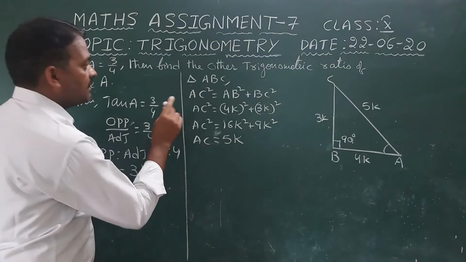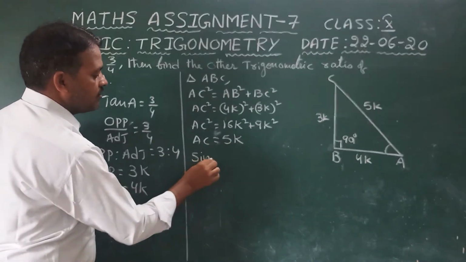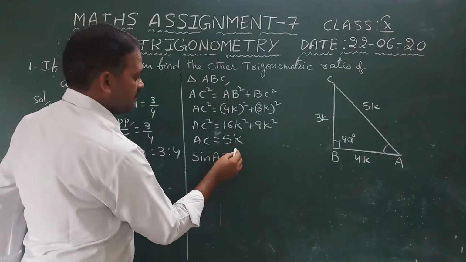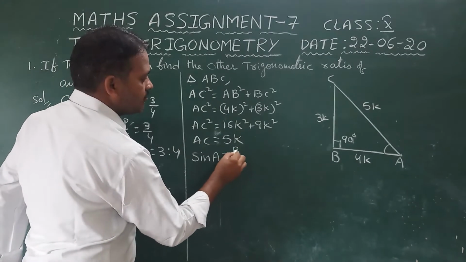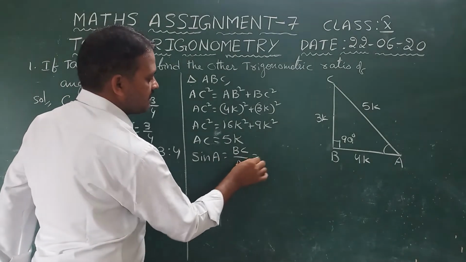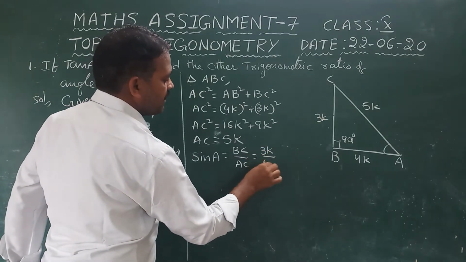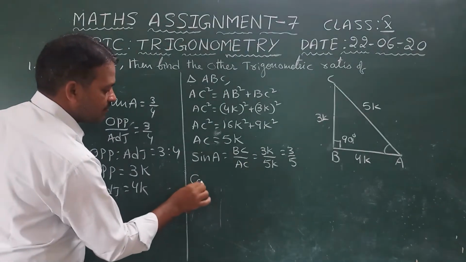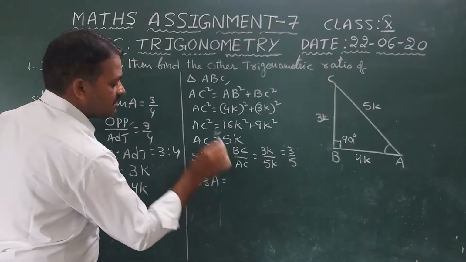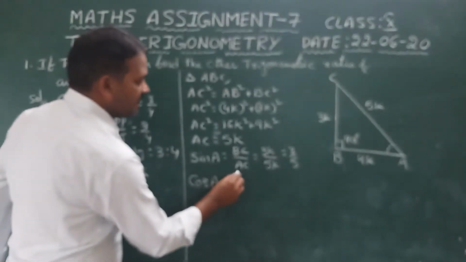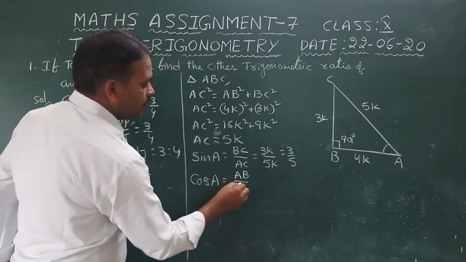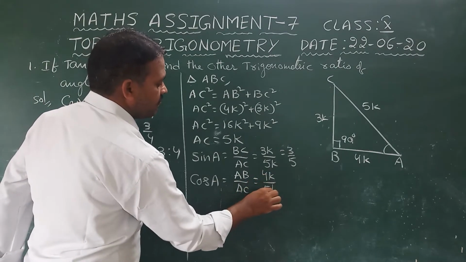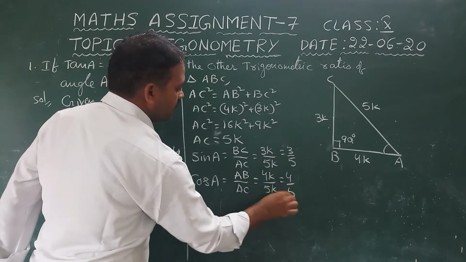Now for the other trigonometric ratios, first I need to find sin A. As per the definition, sin A is opposite side BC by hypotenuse AC, which is 3k by 5k, equal to 3 by 5. Next, cos A is adjacent side AB by hypotenuse AC, which is 4k by 5k, so the value is 4 by 5.